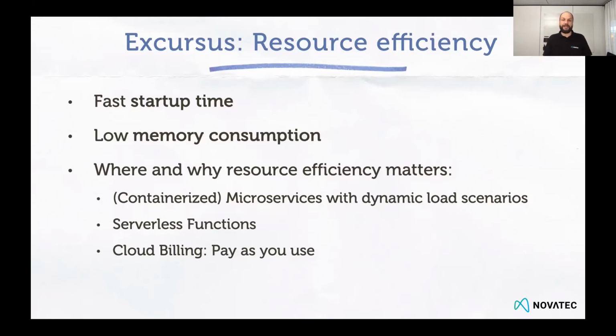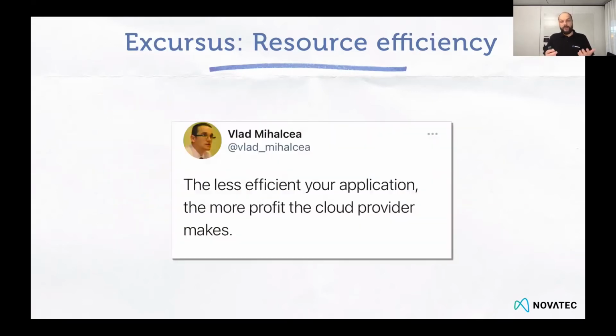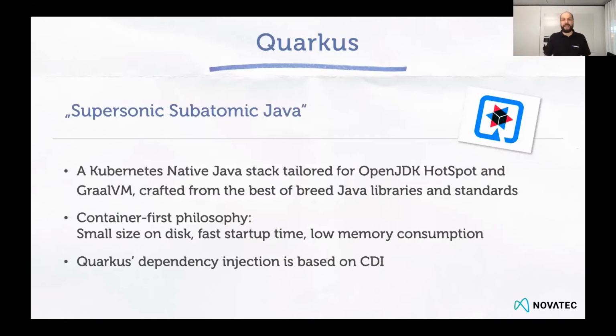And one framework which does this is Quarkus. Or one step back, a nice tweet I found: the less efficient your application is, the more profit the cloud provider makes. And obviously, you don't want to spend too much money with the cloud provider. And one framework which helps you to be resource efficient is Quarkus. And Quarkus describes itself as a supersonic subatomic Java. And in these words, there's already a lot in. If you look at supersonic, which means very fast, for example, concerning startup time, and they say they are subatomic, which means very small, for example, concerning their memory consumption.